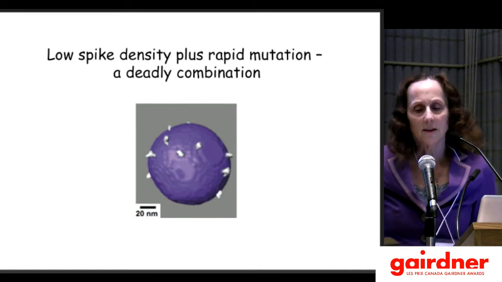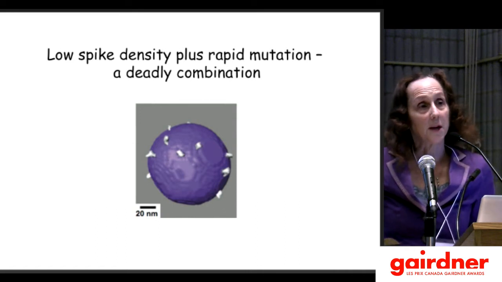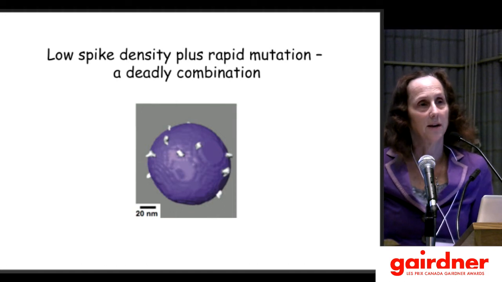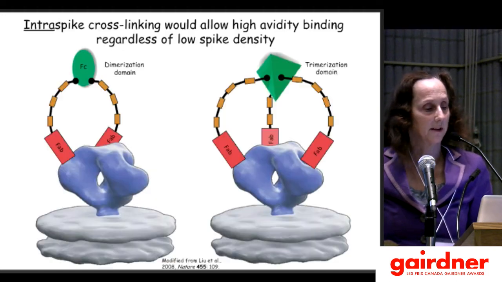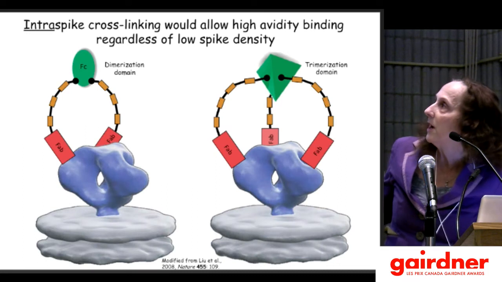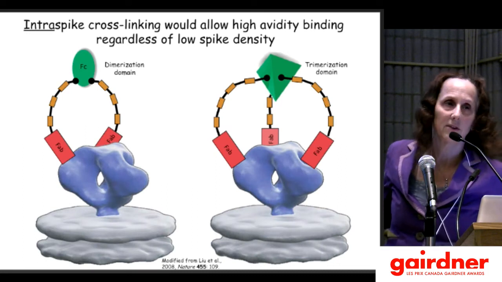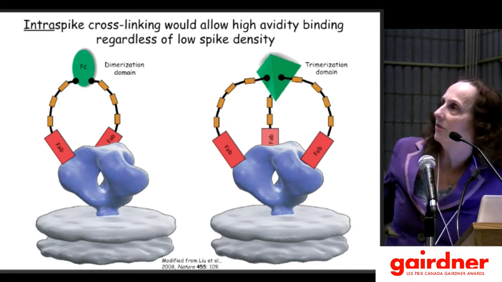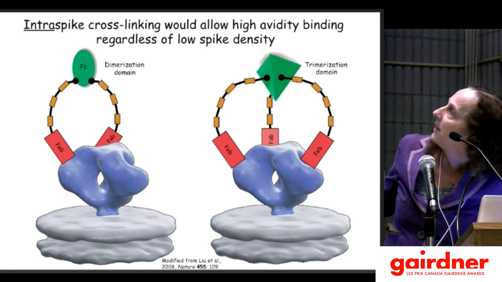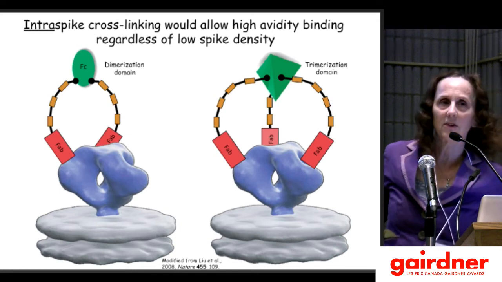So we thought that in general, this created a way to make better antibodies, those that could actually bind bivalently. And the way you can get around the fact that there aren't very many spikes and they're distributed at large distances would be to do so-called intraspike crosslinking, so bind with both arms to the same spike.